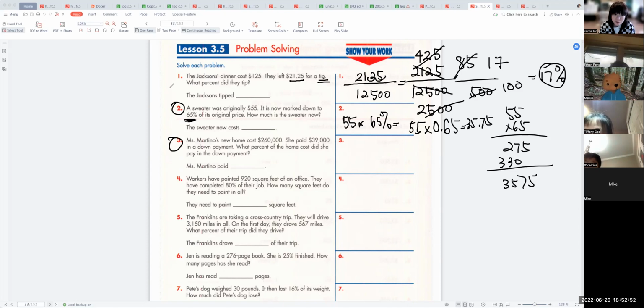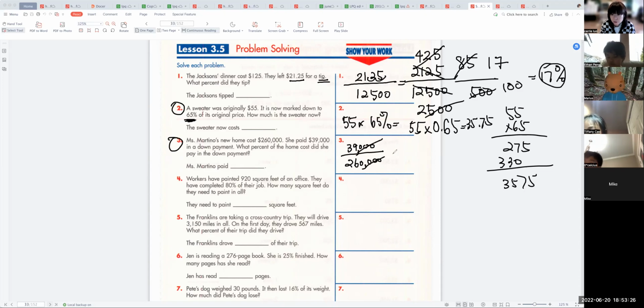So Mrs. Martino's new house costs $260,000. She paid $39,000 in down payment. That means your houses and my houses, everybody's houses, don't fully belong to us yet. Based on how much money we pay for the down payment, the rest will be on the mortgage. So we want to know what percentage of the home cost she paid in the down payment. So 39,000 over 260,000. Get it?